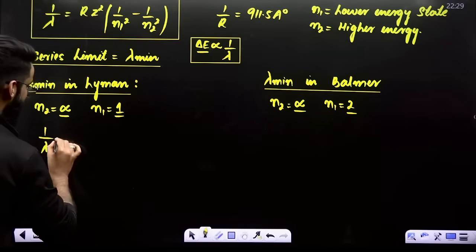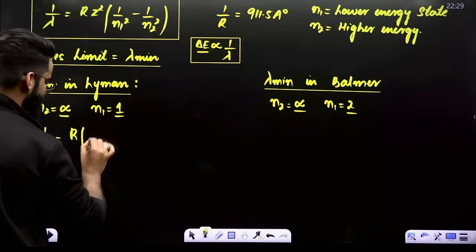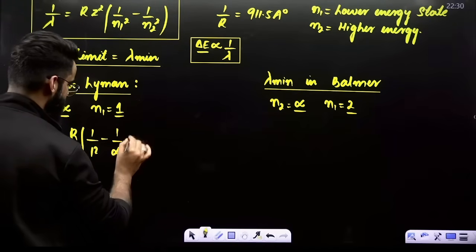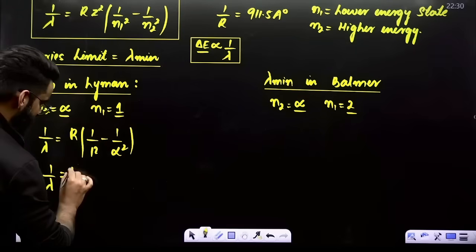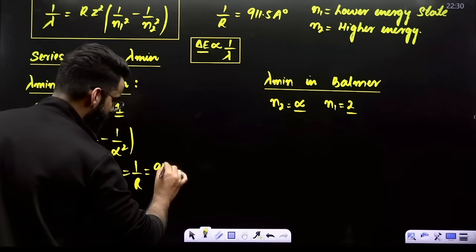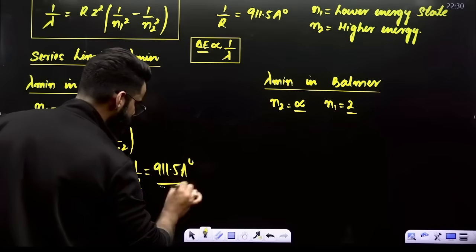You can say 1 by lambda minimum is equal to R, Z squared, 1 by n1 squared minus 1 by n2 squared. Z value is 1 because we are talking about hydrogen. So 1 by lambda is nothing but R, or you can say lambda is equal to 1 by R. And remember, 1 by R value is nothing but 911.5 angstroms.